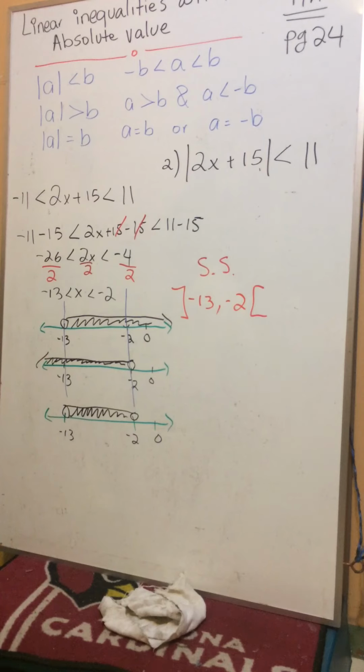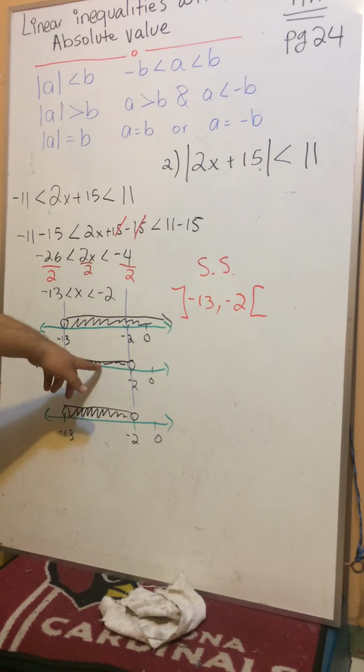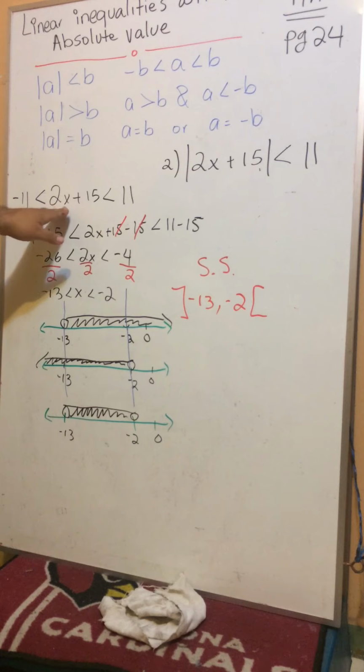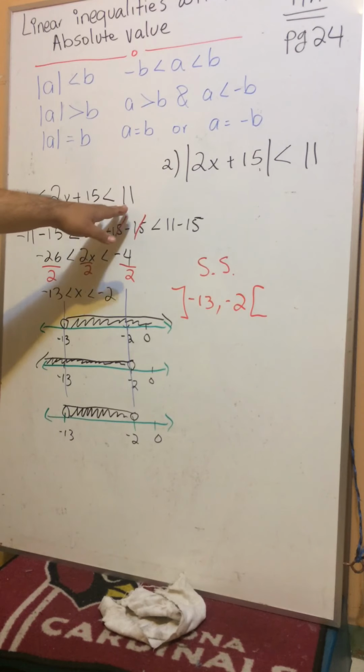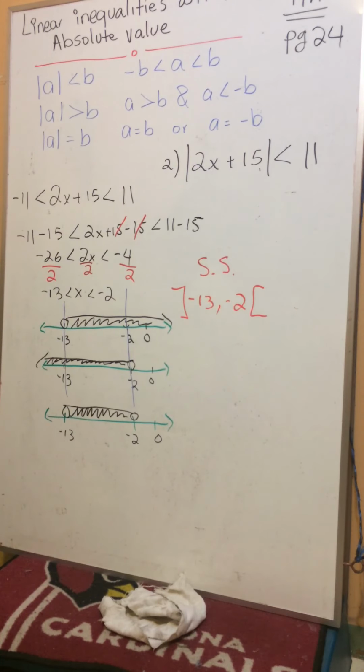Let's take a number inside. Let's take minus 3. Minus 3 would be inside. So 2 times minus 3 is going to be minus 6, and minus 6 plus 15 is going to be 9. Is 9 greater than minus 11? Yes. And is 9 less than 11? Yes. So it is correct. This would be the solution set for this inequality.